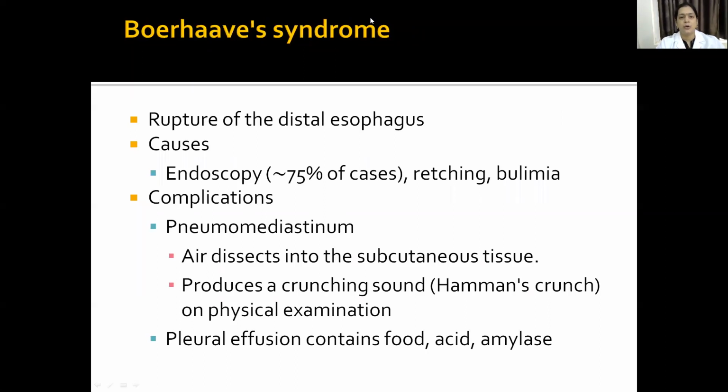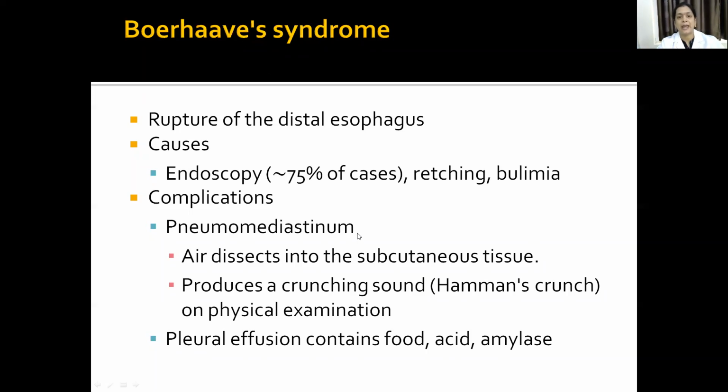Now, another one is Boerhaave syndrome, which is a rupture of the distal esophagus, and a cause is endoscopy. That's the reason why, when you go through the constriction areas and all, you have to know where, what. So when you are putting a gastrostomy tube, you should not puncture the mucosa or an already formed stricture or already formed ulcer, right? There can be retching, and then bulimia. That can be the cause of the rupture in Boerhaave syndrome. Now, what complications can occur?